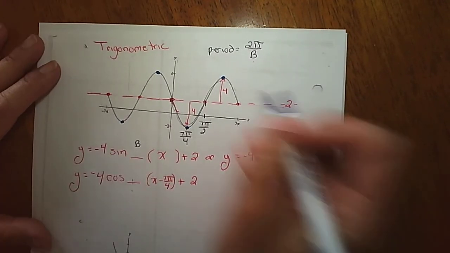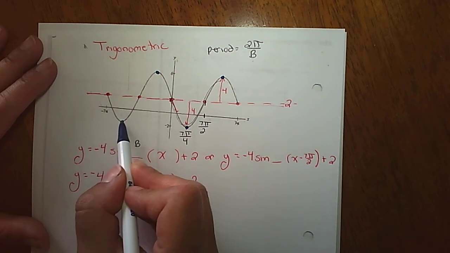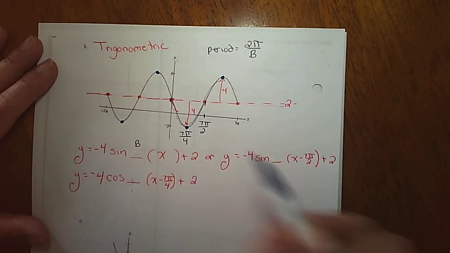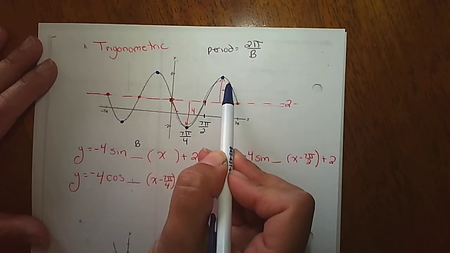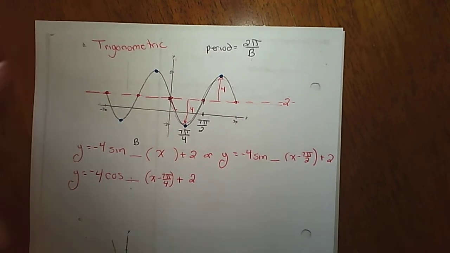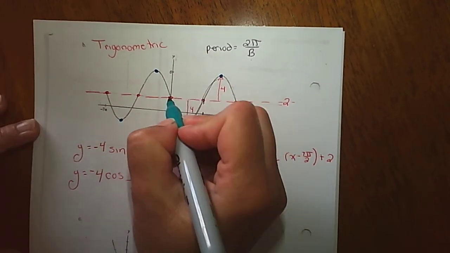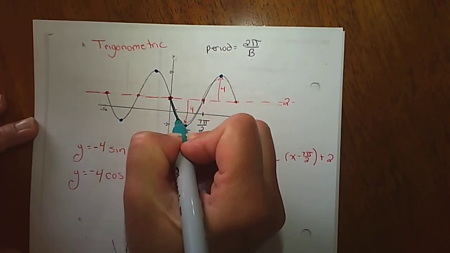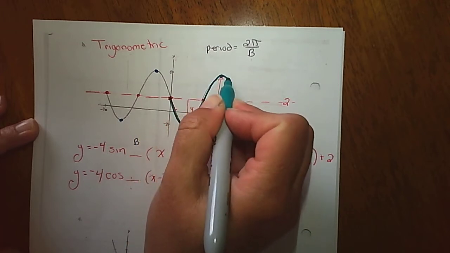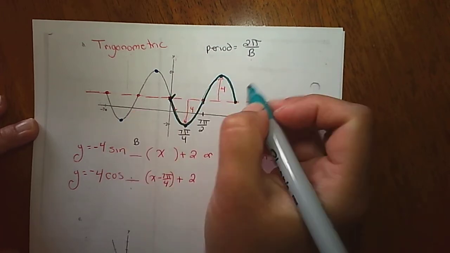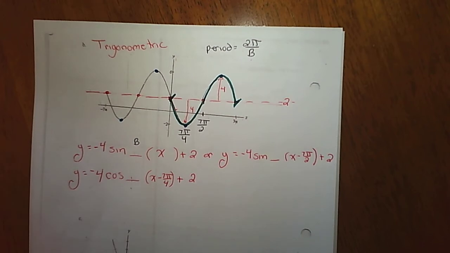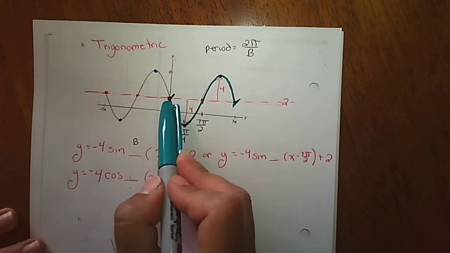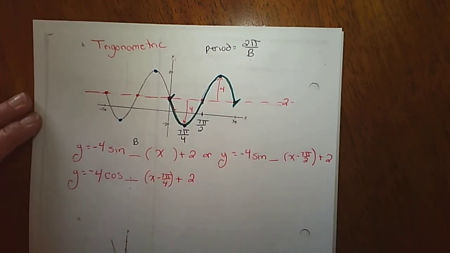The period is one complete cycle, so it could be the distance from low point to low point, or high point to high point. In this question, let me grab my marker. It's actually easier to use the sine curve, which is right here. Right? How far is it from the beginning of the sine curve to the end of the sine curve? Well, that distance is 7 pi.